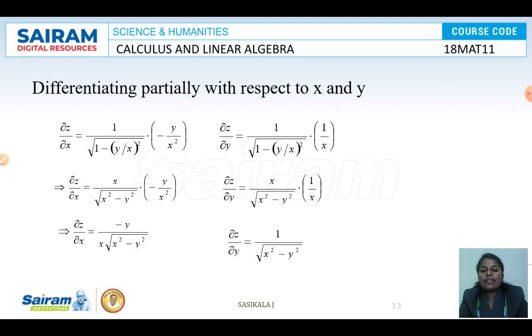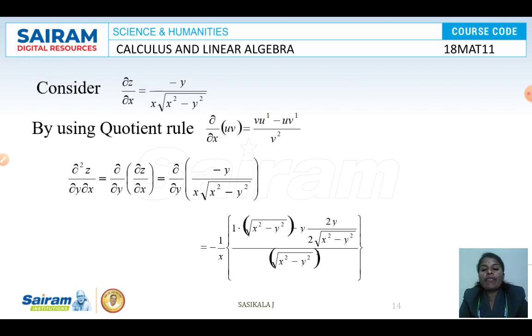So sine inverse of y by x, you will be having dou z by dou x itself as 1 by root of 1 minus x squared, root of 1 minus y squared by x squared, into the differentiation of y by x, which with respect to x means minus y by x squared. In the same way, with respect to y you will be having 1 by x, just the reverse. Now you can see, in the simplification, you will have dou z by dou x as minus y by x, one term will get cancelled, minus y by x into root of x squared minus y squared, and here x will get cancelled. I have 1 by root of x squared minus y squared.